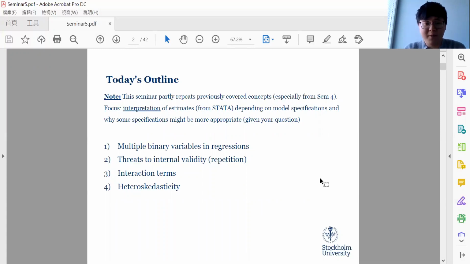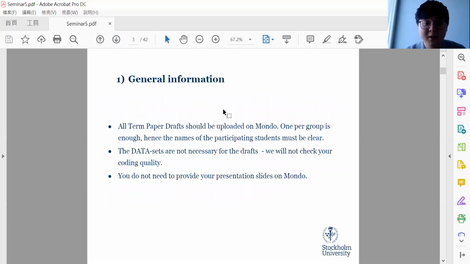For multiple binary variables in regressions and threats to internal validity, we will use one topic as an example to help you use those concepts in your term paper. Yes, so let's start today's seminar.